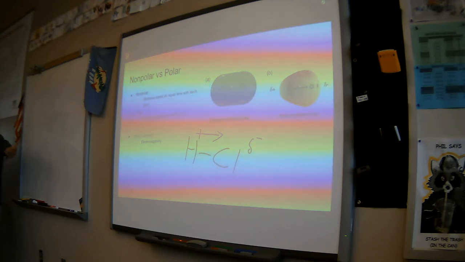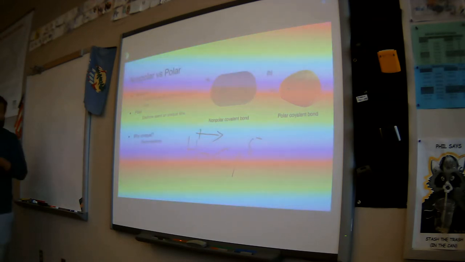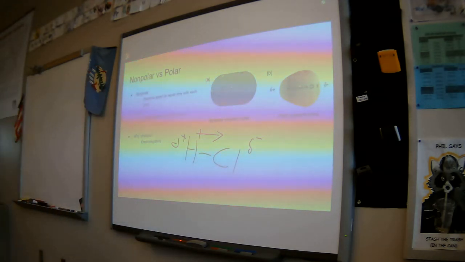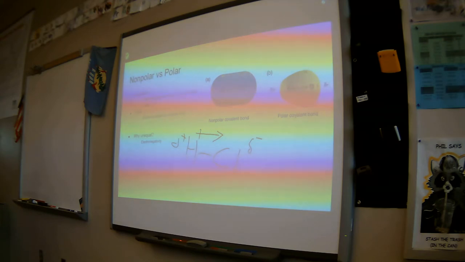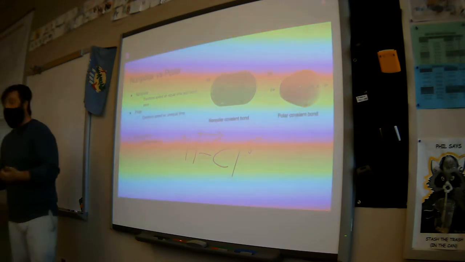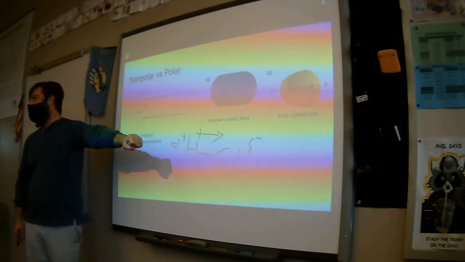So by extension, if one side is slightly negative, the other side is going to be slightly positive, right? This poor hydrogen over here, it got into this game to share the electrons, and now it's getting gypped, right? So it doesn't have enough electrons most of the time, and its one little proton is getting more positive, right? So now we've got a positive charge on this side, okay?